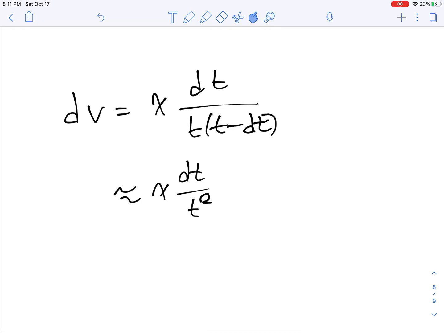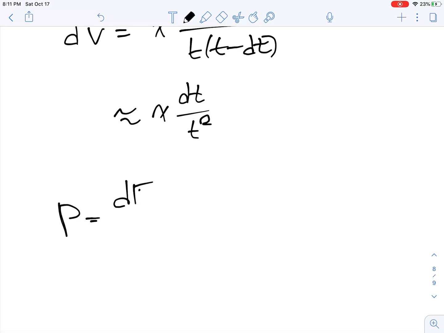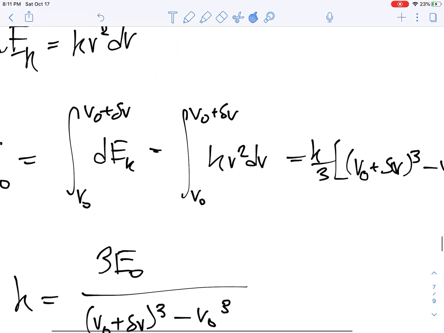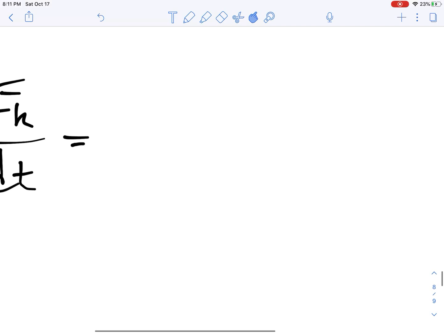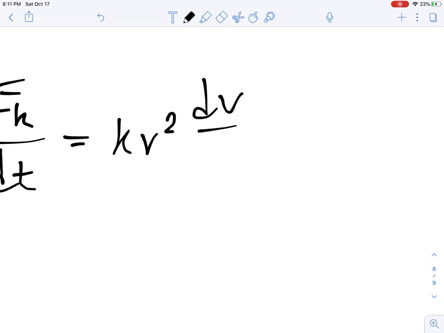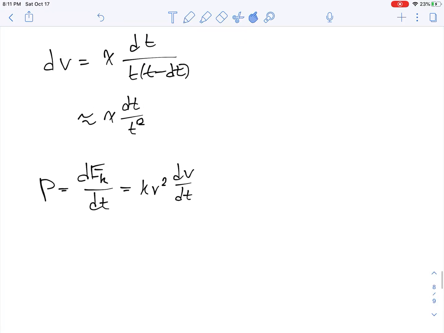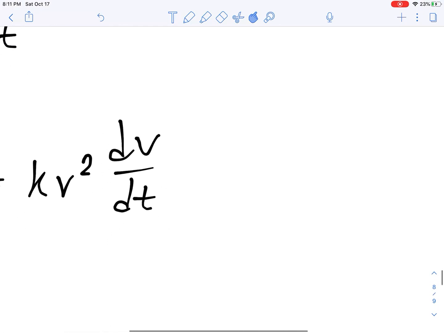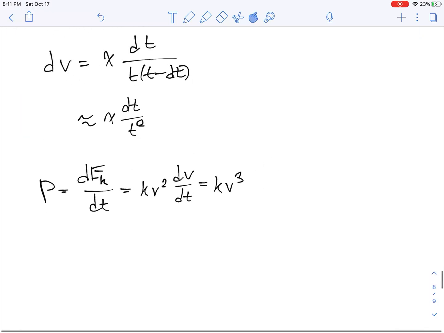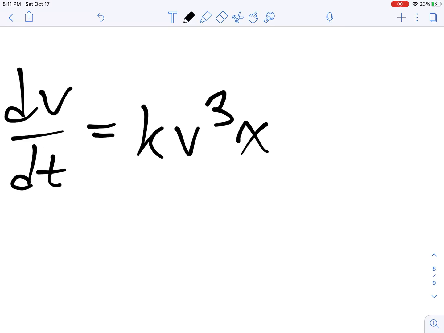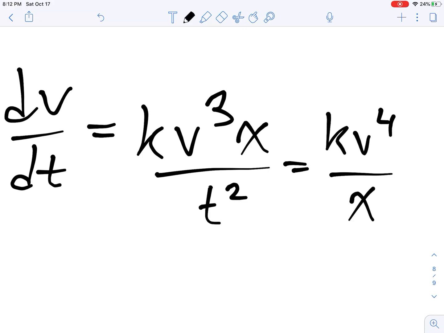Alright, so remember power is written as the derivative, or rate of change, of kinetic energy per unit time, and by substituting this in from our formula for energy, which is kV squared dV, we can say that the power is kV squared dV over dt. We know that dV is equal to x times dt over t squared. So it is equal to kV cubed x over t squared, which can be written as kV to the power 4 over x.